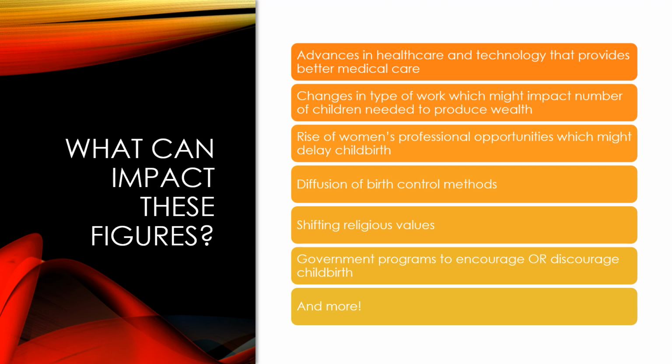Religious values that shift might be an issue. Certainly Catholicism's views toward birth control is an example of that. I mentioned Afghanistan and the Taliban and their fundamentalist values. Government programs to encourage or discourage childbirth: we look at China, the one-child policy. We look at programs like Do It for Denmark, where Denmark is really trying to push a higher natural increase rate. So there are a lot of things you can bring in and discuss about why these figures change, and it's a fascinating discussion to get into.